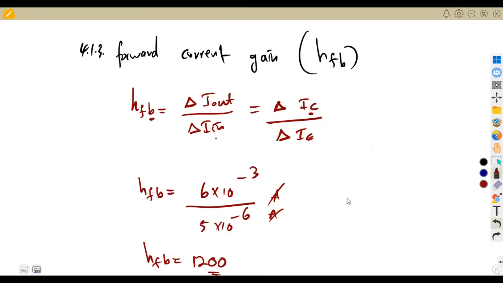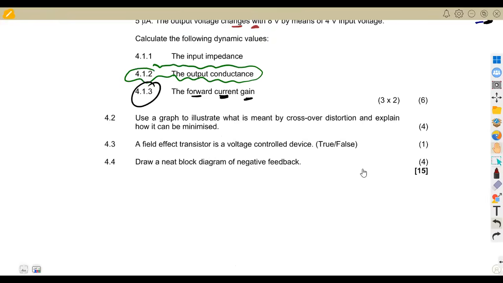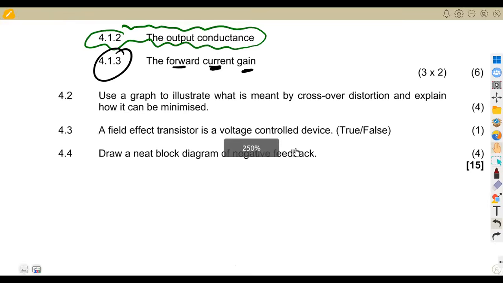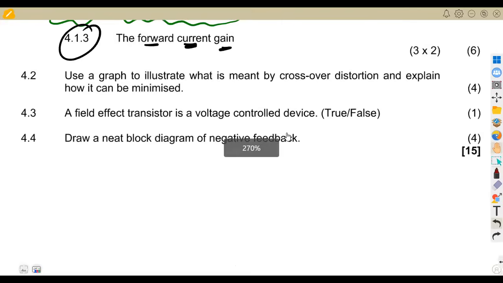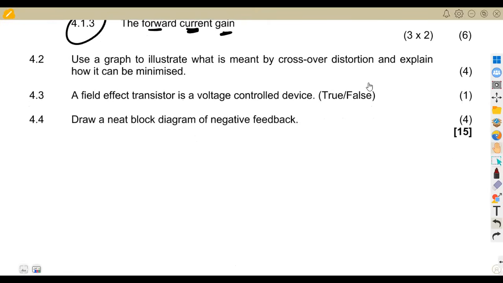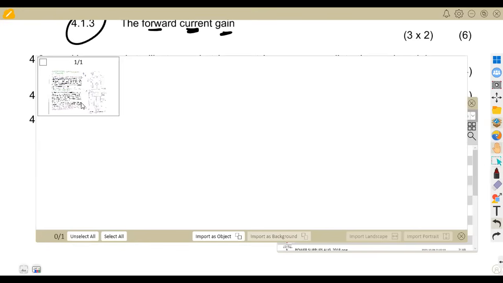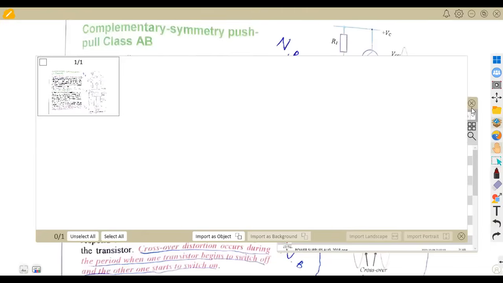But we cannot just leave out the other questions. Let's talk about these other questions, because here we are asked to use the graph to illustrate what is meant by crossover distortion and explain how it can be minimized. Remember, crossover distortion can be presented in terms of a graph. Let me show you something here. I think I've got a crossover something here. I want to show you from your textbook so that you can also understand what we are talking about.